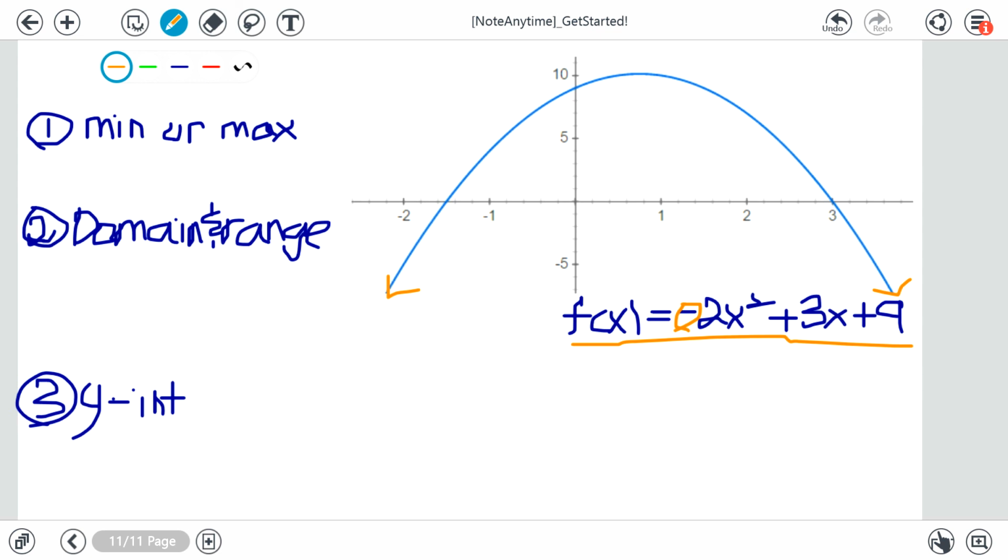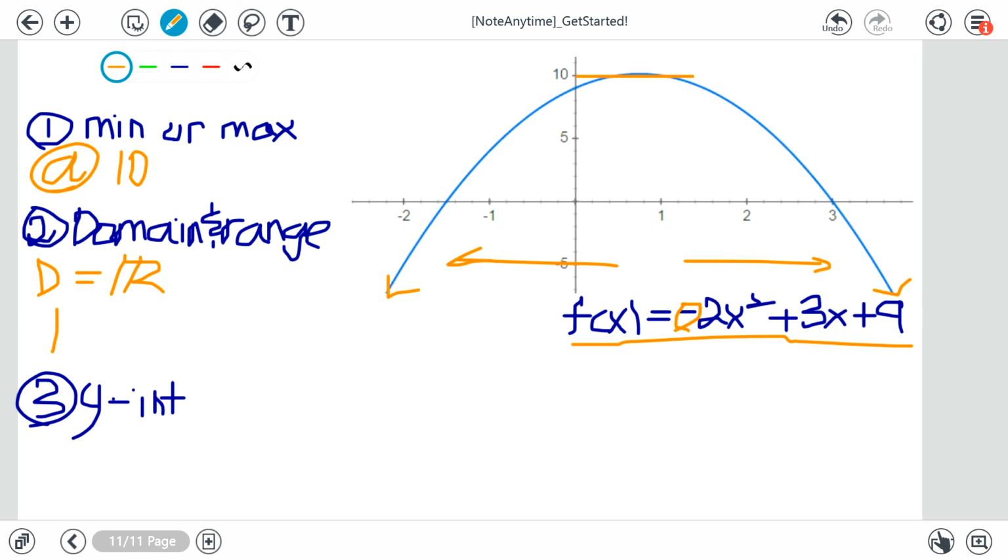Min or max: this one obviously won't have a minimum because it's going downward forever, but it will have a maximum. It looks like around 10, so I'm going to say maximum at 10. Just because I'm not sure what that x is, that's what I'm going to say as of right now. Now, domain and range. Domain, once again, looks like it goes forever to your left and forever to your right, as wide as possible. It's going to be all real numbers. And as you've noticed, on quadratic functions your domain will always be all real numbers, unless I give a specific domain.